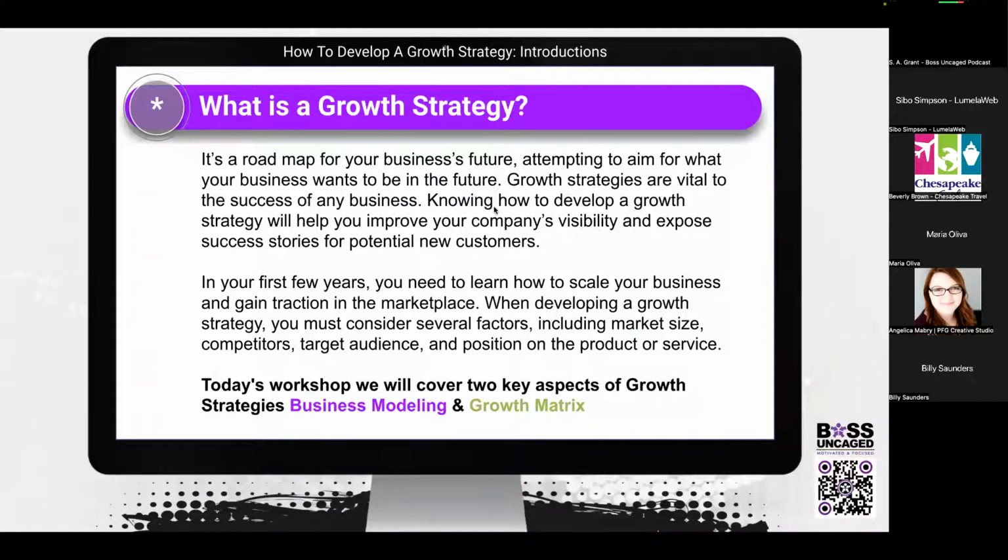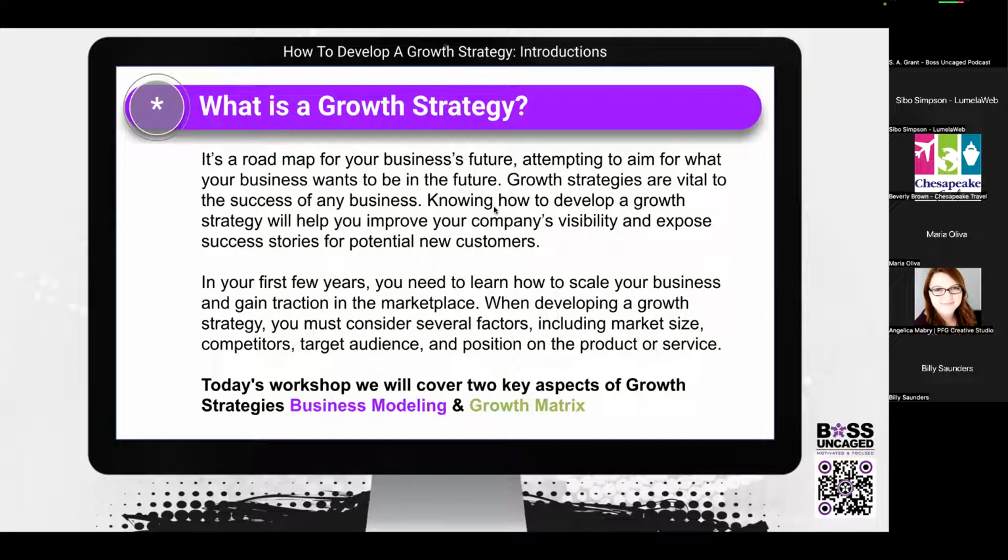So, diving into the general statement of what growth strategy is: essentially, growth strategy is a roadmap for your business future. You can start with where you currently are and where you want to be. And what the growth strategy is going to do is give you key points on that path from point A to point B so you can reach that objective to scale and to grow.